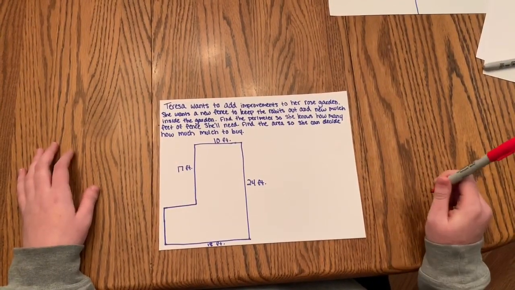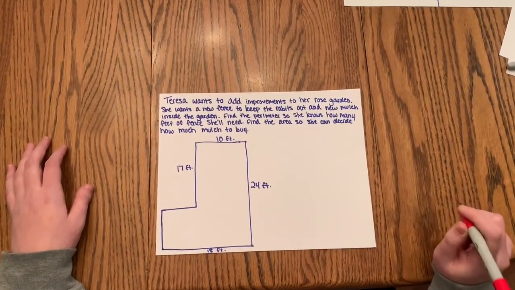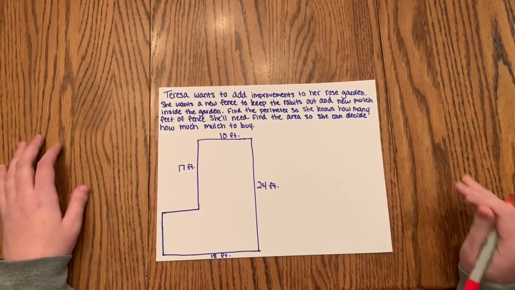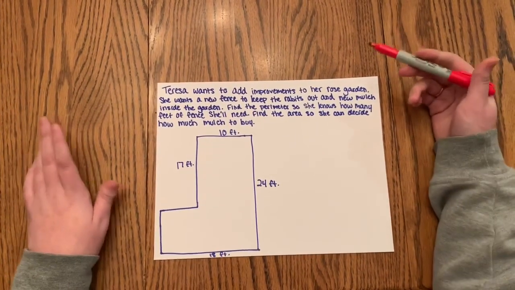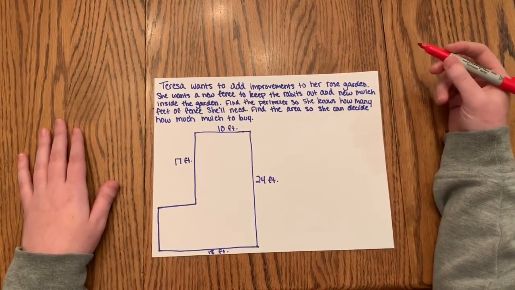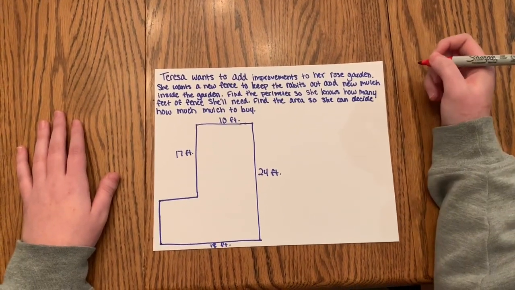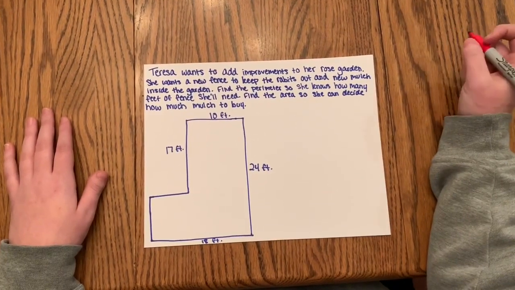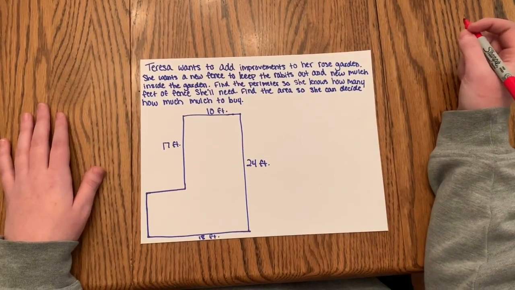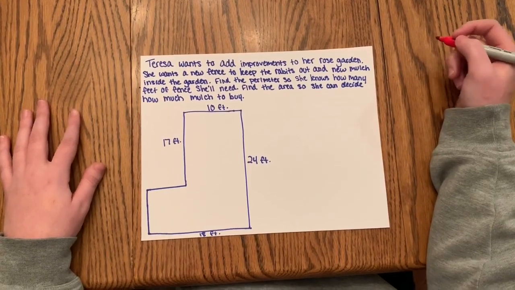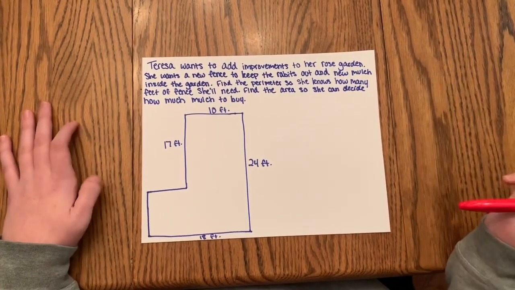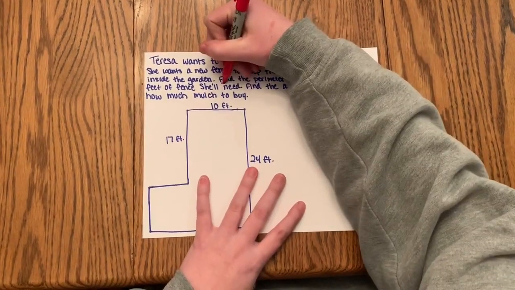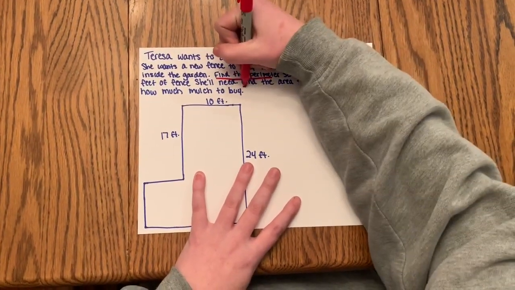Hi everyone, today we're going to be working on finding the perimeter and area of an irregular shape. So, this is our problem. Let's read it together. Teresa wants to add improvements to her rose garden. She wants a new fence to keep the rabbits out and new mulch inside the garden. Find the perimeter so she knows how many feet of fence she'll need. Find the area so she can decide how much mulch to buy. It asked us to do two different things. It told us to find the perimeter and find the area.